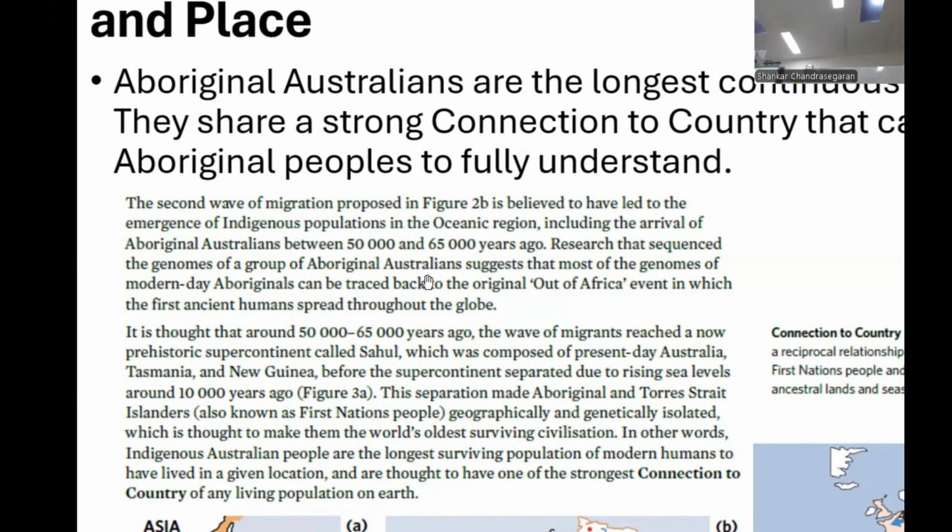So it is thought that a wave of migrants reached the prehistoric supercontinent called Sahul, which consisted of what is now Papua New Guinea and Tasmania, and this separation made the Aboriginals and Torres Strait Islanders, also known as the First Nation people, become genetically and also geographically isolated, which is thought to have made them the world's oldest surviving civilization.